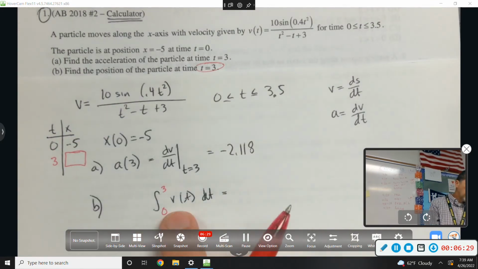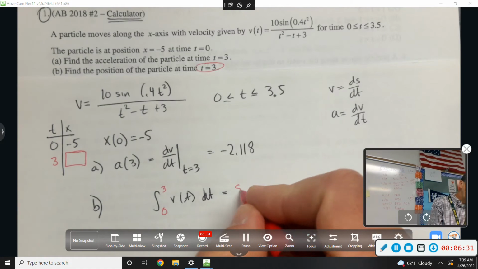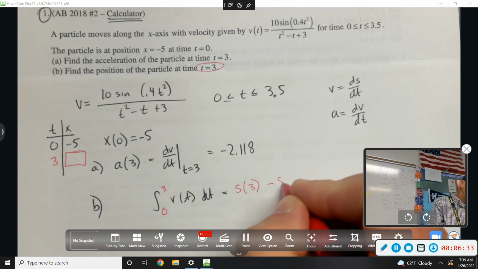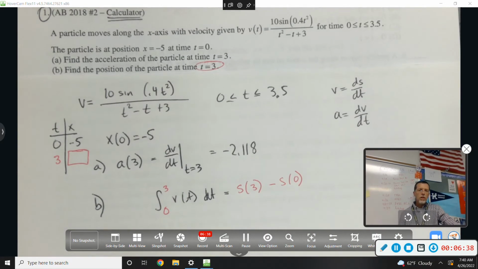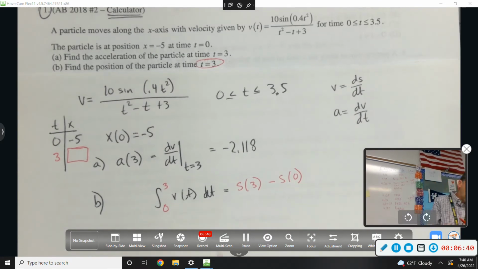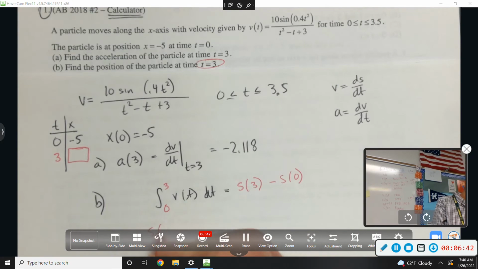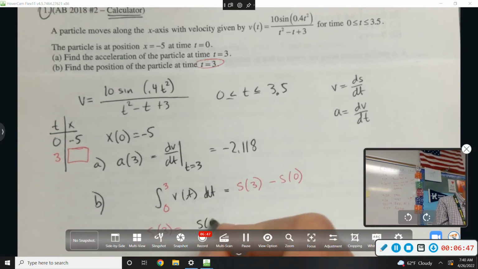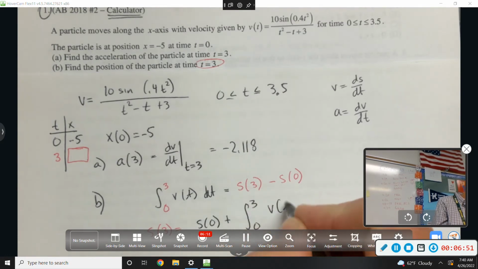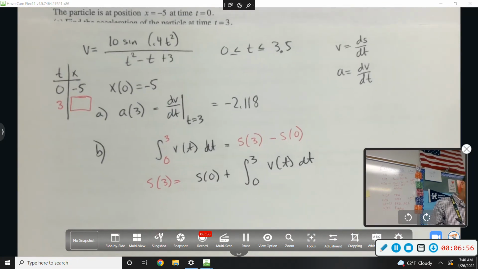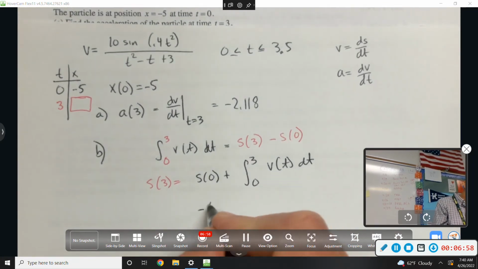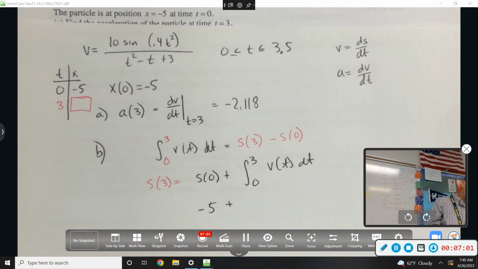So the integral from 0 to 3 of the velocity would be s of 3 minus s of 0. I'm trying to find s of 3. So s of 3 is, if I move s of 0 to the other side, s of 0 plus the integral from 0 to 3 of v of t dt. And they told us what s of 0 is. So now we just need the integral.